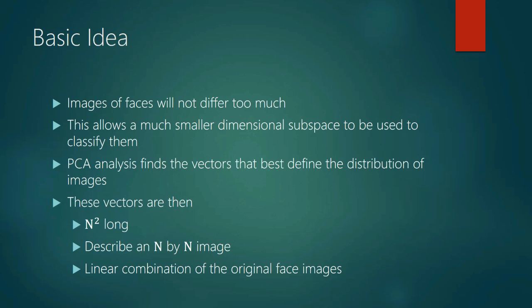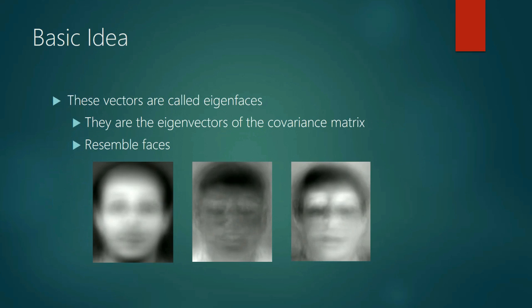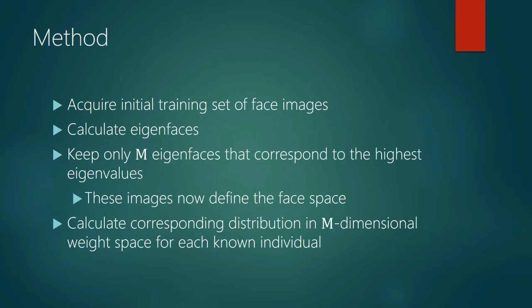PCA analysis finds the vectors that best define the distribution of images. These vectors are n-square long and describe an n by n image. They make use of a linear combination of the original face images. These vectors are called eigenfaces. They are the eigenvectors of the covariance matrix, and they resemble faces, as you can see in this diagram.